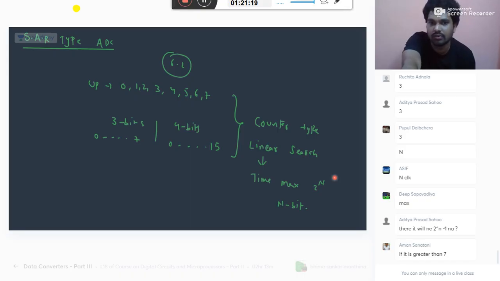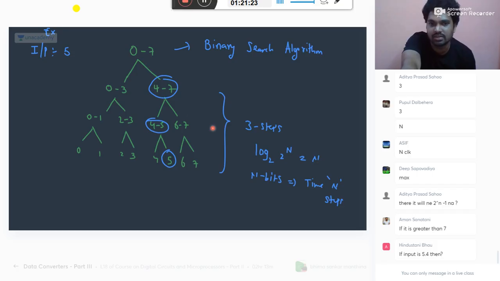Okay. If it is greater, you should increase the number of bits. If it is 5.4, your answer may be 5 or 6 according to the design. Then it will come to this or this, and accordingly it will go. For example, these are the system outputs.